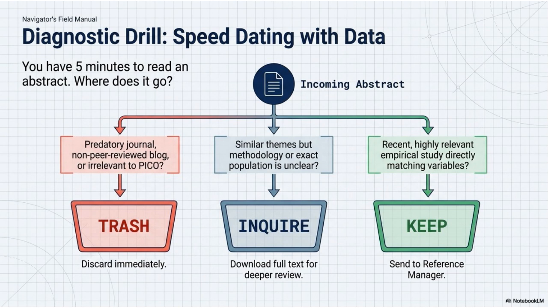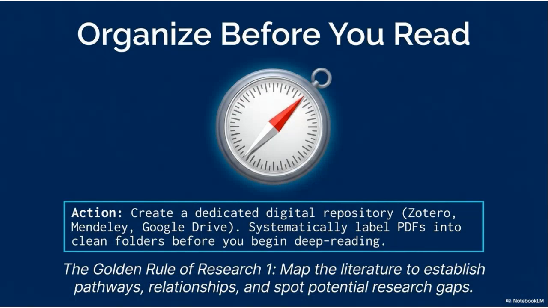I want to reiterate the golden rule of research. 1. Map the literature to establish pathways and spot potential gaps. Only begin deep reading once your repository is clean and folders are labeled.